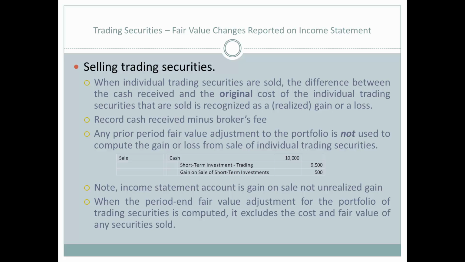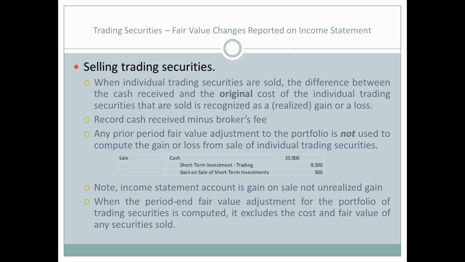Selling trading securities. When the individual trading securities are sold, the difference between the cash received and the original cost of the individual trading securities is recognized as a realized gain or loss. So we're not taking into consideration the fair value adjunct account. And this is why they maintain the original cost in short-term trading investments in that one account, so that they can compare it to the original cost when they sell it. And now it's a realized gain or loss because money's exchanged hands, so the gain or loss is realized. You record any cash that you receive, but you have to subtract the broker's fee.